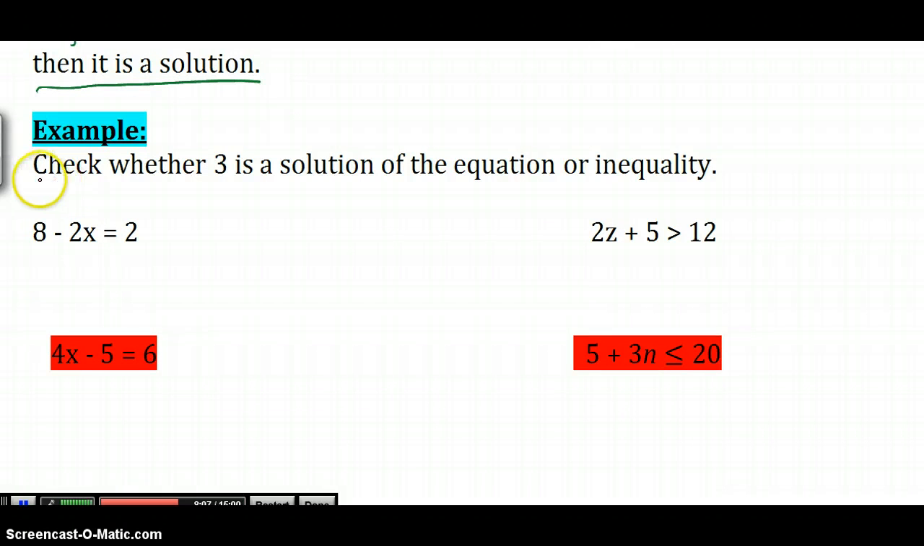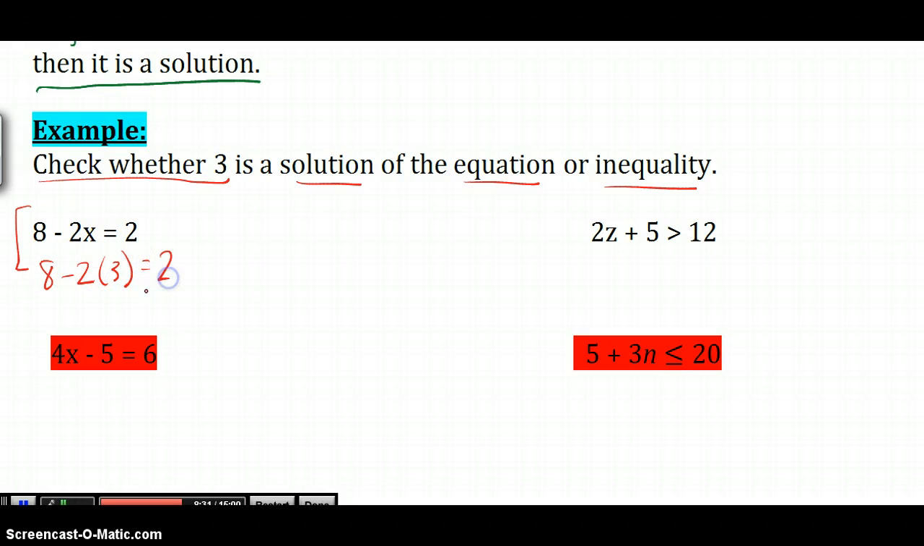So let's start here. We're going to check whether 3 is a solution of the equation or inequality. So start with this equation right here. We need to check to see if 3 is a solution of this equation. To do that, you plug in 3 for x. So instead of writing x, you're going to write 3. So we have 8 minus 2 times 3 equals 2. Now, all you have to do is simplify this side and use your order of operations. So multiplication first, 2 times 3 gives you 6. So you have 8 minus 6 equals 2.